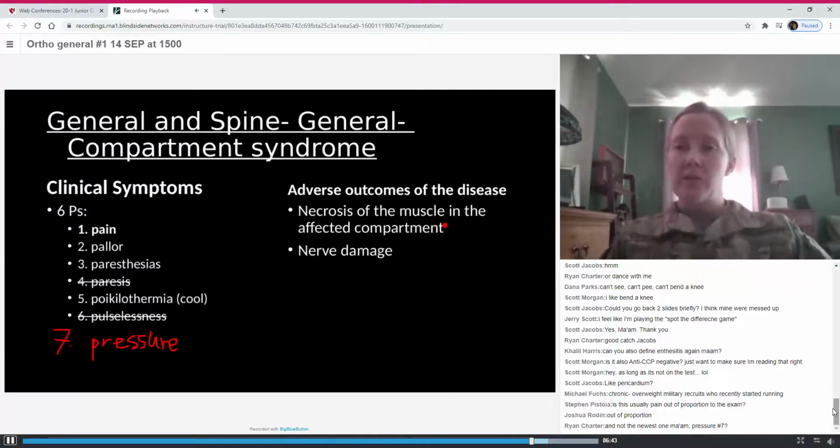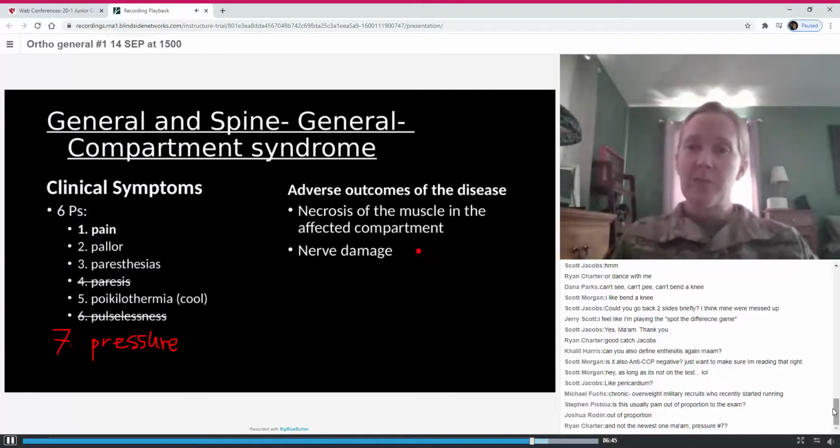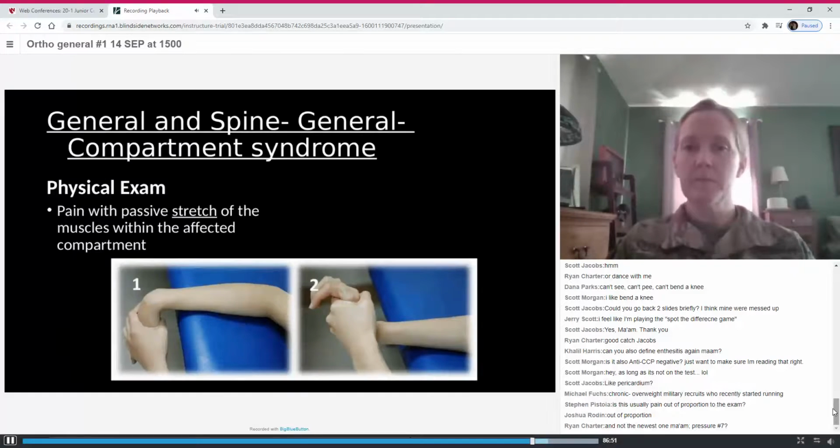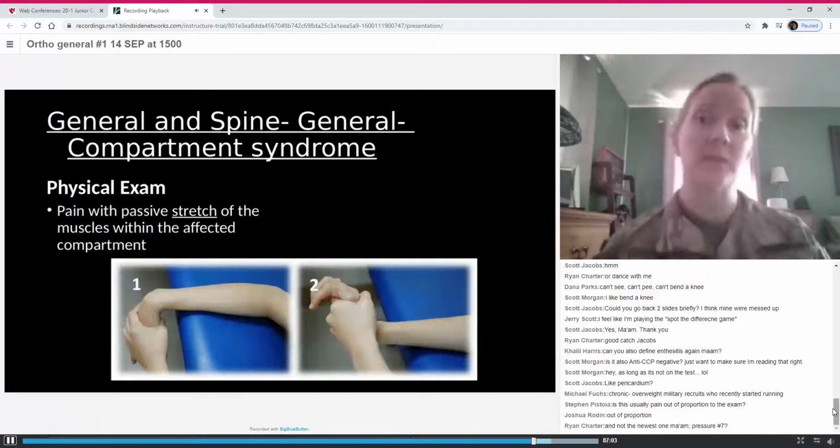Okay, so depending on whether we're cutting off the blood supply or the nerve kind of leads to these 2 adverse outcomes. So our first physical exam thing is, again, related to pain, and that's going to be passive stretch or elongation of that compartment. So muscles within that compartment.